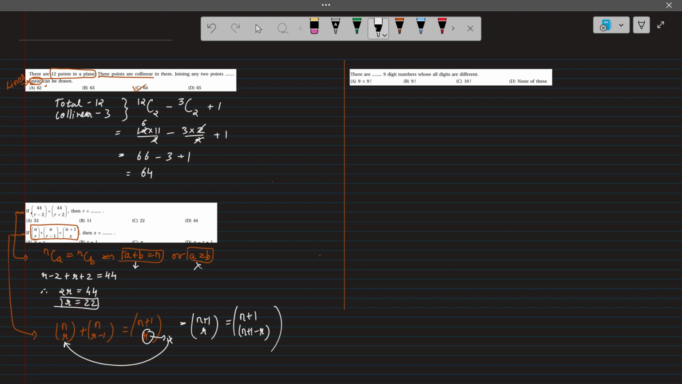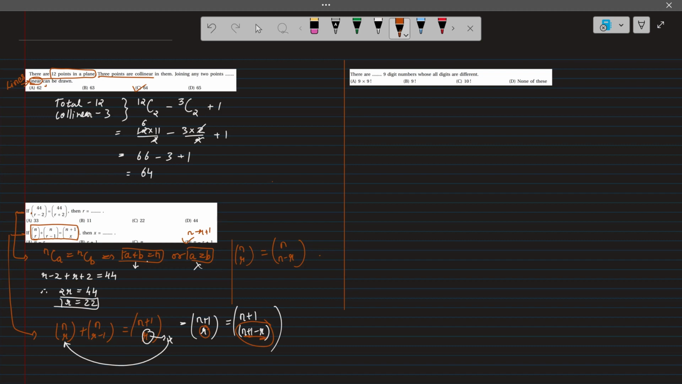What we have done is used the property a plus b equals n, so nCr also equals nC(n minus r). We can use this property: (n plus 1)Cr will be equal to (n plus 1)C(n plus 1 minus r). So we can write x equals either r or n plus 1 minus r. Yes, option D satisfies n minus r plus 1. It satisfies this condition, so option D will be correct.